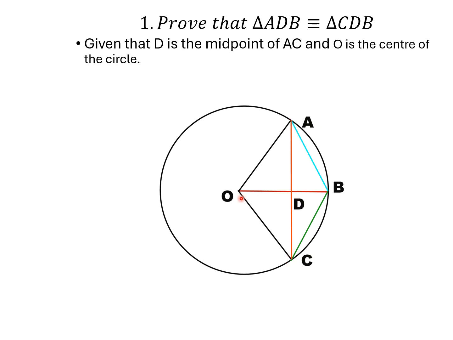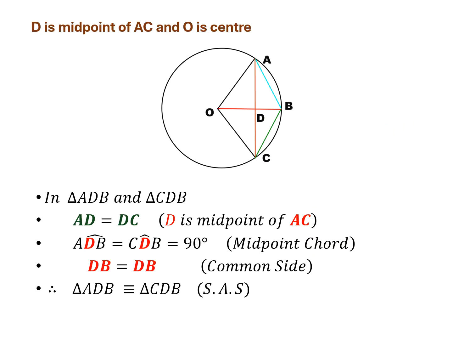O is the center of the circle, so then OA is a radius, and OC is a radius. Alright, so let's see if we can do congruency. D is the midpoint of AC, and O is the center, so I can say in triangle ADB and triangle CDB that AD equals DC because D is the midpoint of AC. So AD is the same length as DC.